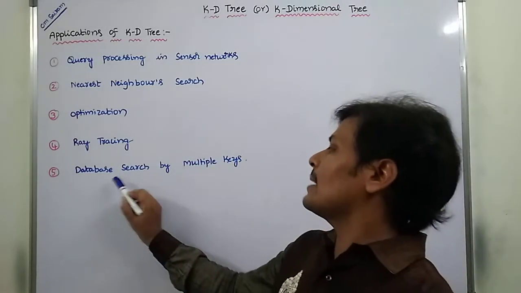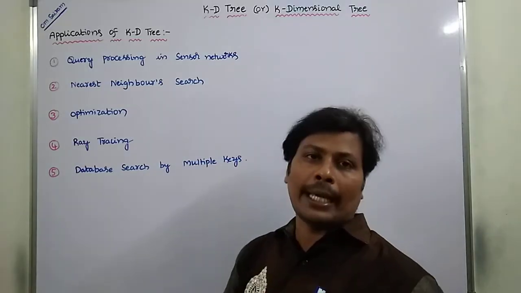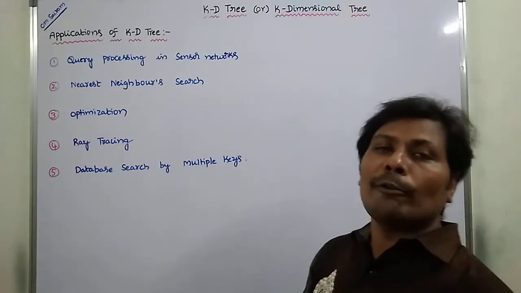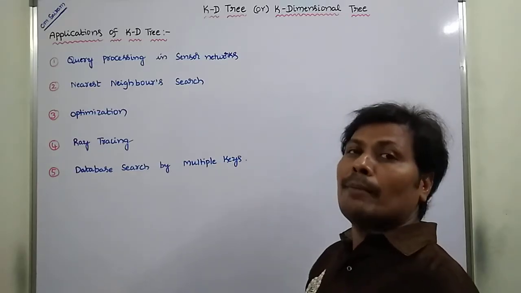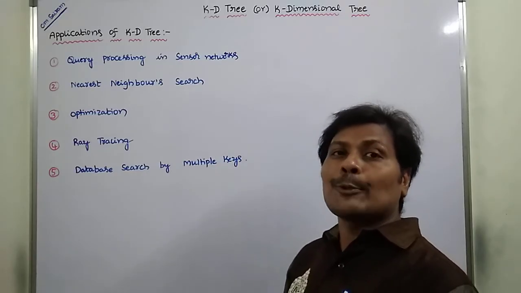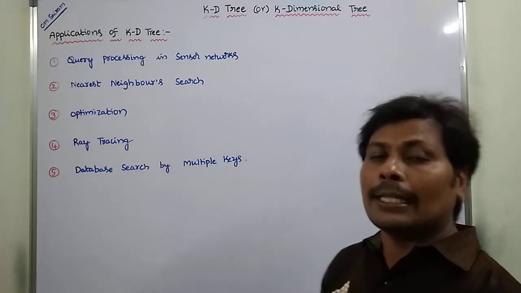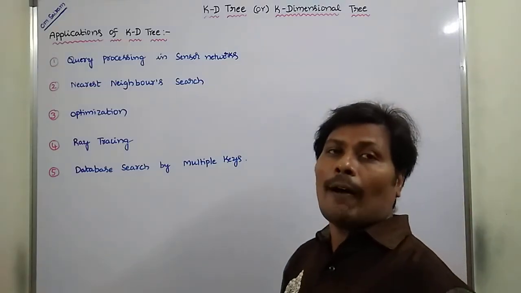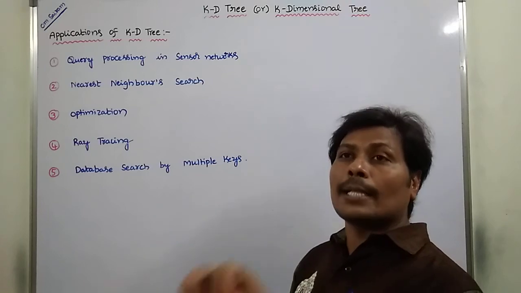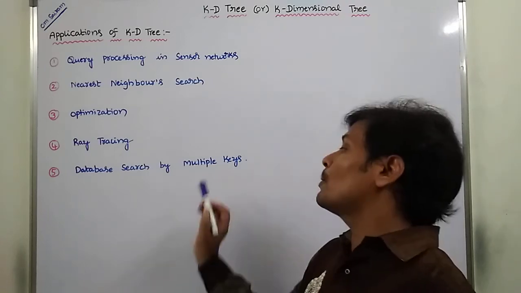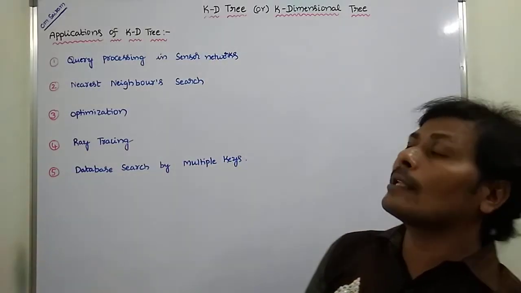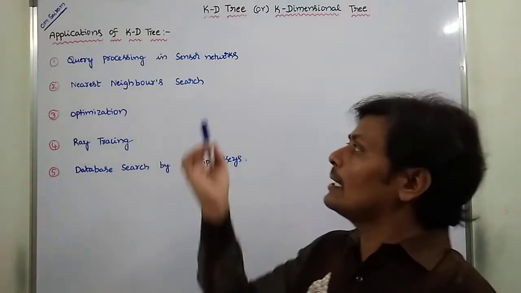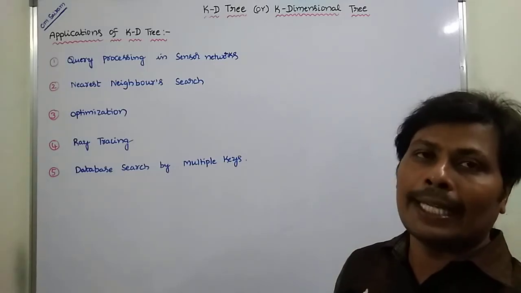Next, database search by using multiple keys. So we have to use multiple keys, like primary key, secondary key, super key, candidate key. These are the different keys. So we have to search the database by using multiple keys, and for that we also use a KD tree. So these are the applications of KD tree.